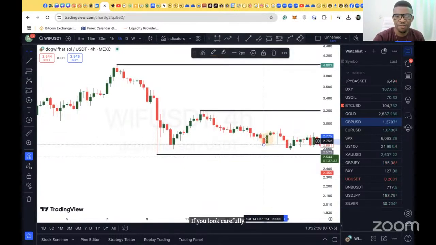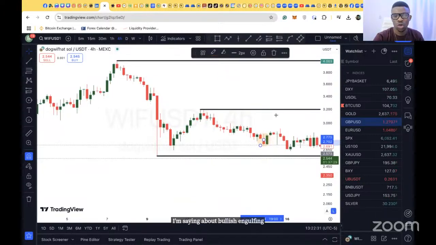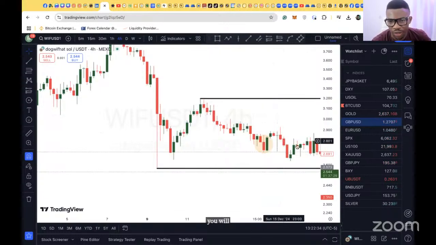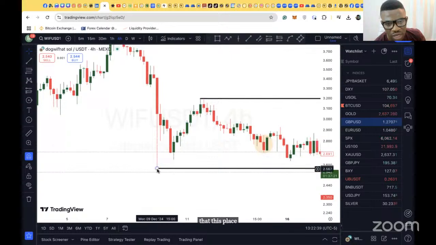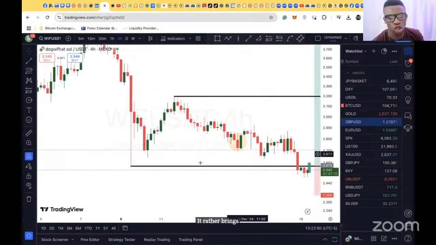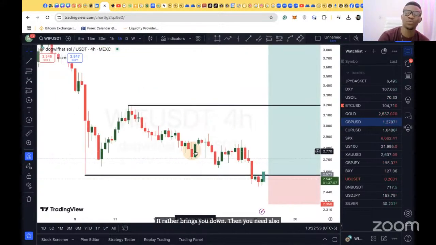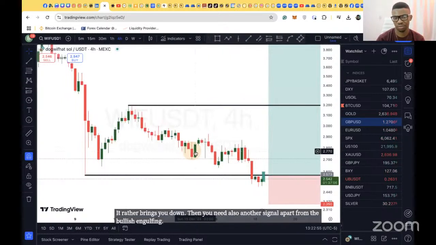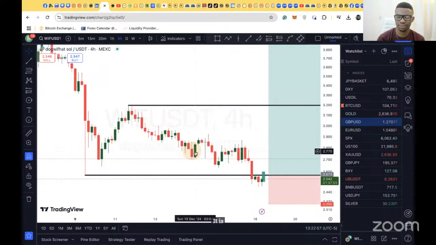And if you follow what I'm saying about bullish engulfing being a signal, you will conclude before all these candles happen that this place here is a low. This is our support in question. This is the bullish engulfing signal. Then you enter a buy from here and the market did not go to your destination. It rather brings you down. Then you need also another signal apart from the bullish engulfing. It is called the morning star. The morning star looks like this.